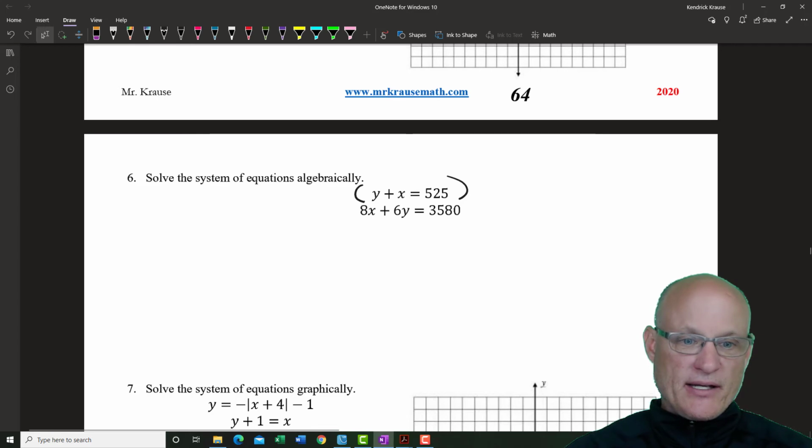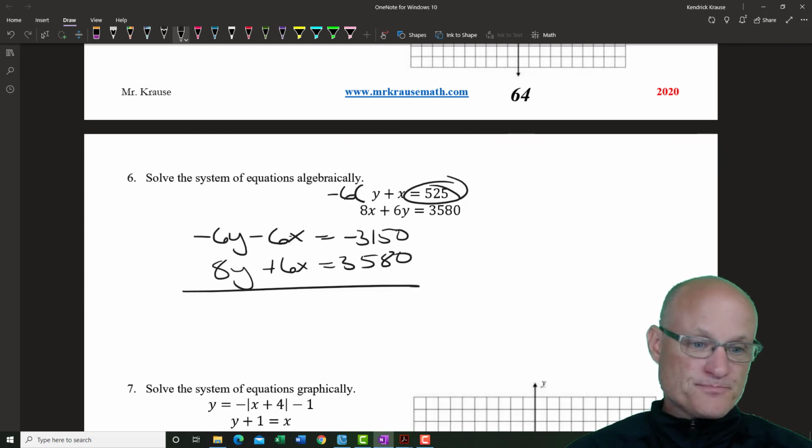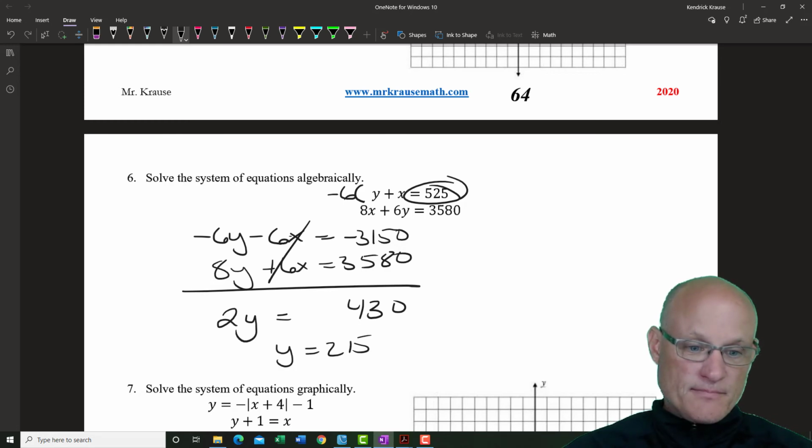Let's multiply by -6. So -6x minus 6y. Pay attention to details. -6y minus 6x equals. Now, -6 times 500 would be -3,150. So -3,150 is equal to 8y plus 6x equals 3,580. So I got 2y equals 430. So y equals 215.